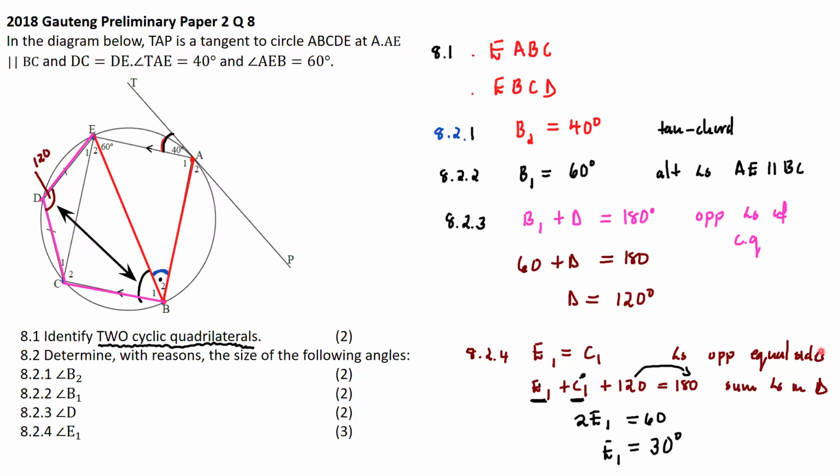But when you're writing your reason, you say angles opposite equal sides. So E1 and C1 are equal. So E1 plus C1 plus 120, which is D, is 180, angles in a triangle. But who is C1? He is E1. So instead of writing C1, you can put E1 again. So E1 plus E1 there is 2E1, 120 to the other side, 60. Divide by 2, 30. I'm good.